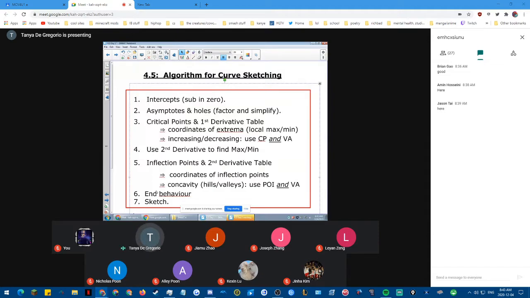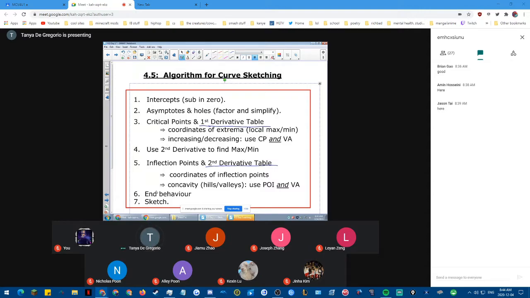Then you find your critical point. Now, first derivative test. You don't have to do the first derivative table. That is optional. You could choose to do your second derivative table. So you're doing one or the other, not both. You're either doing this table or this table. The choice is yours. What does that do? It tells us whether it's a max or a min. That's what we're trying to find out here.